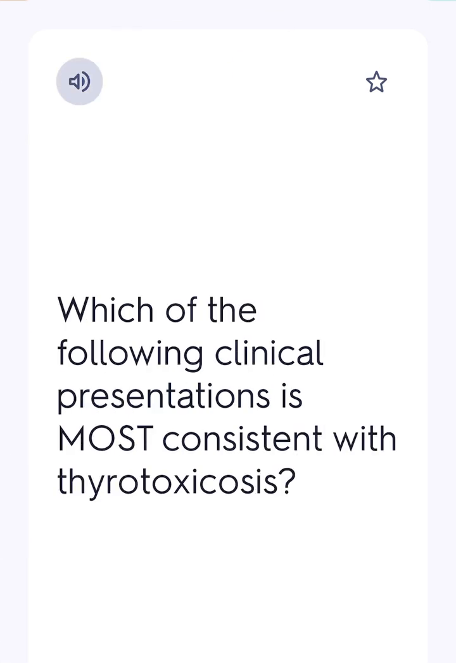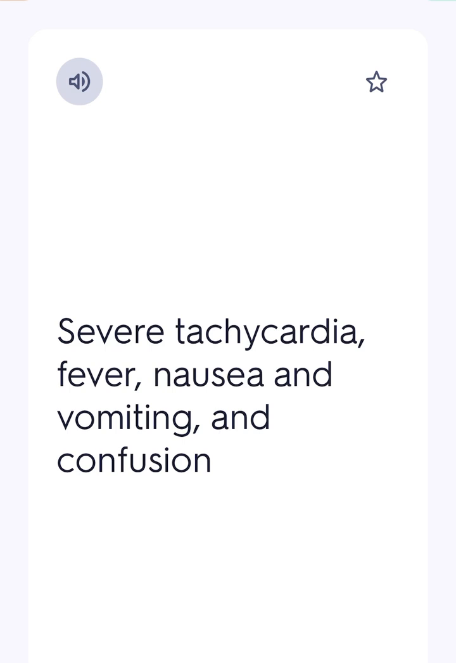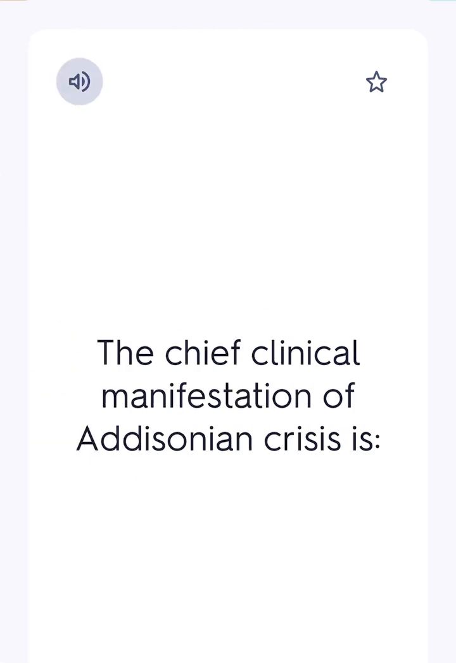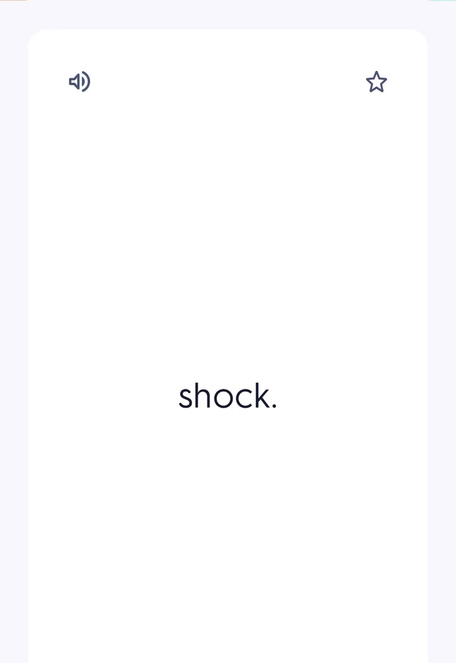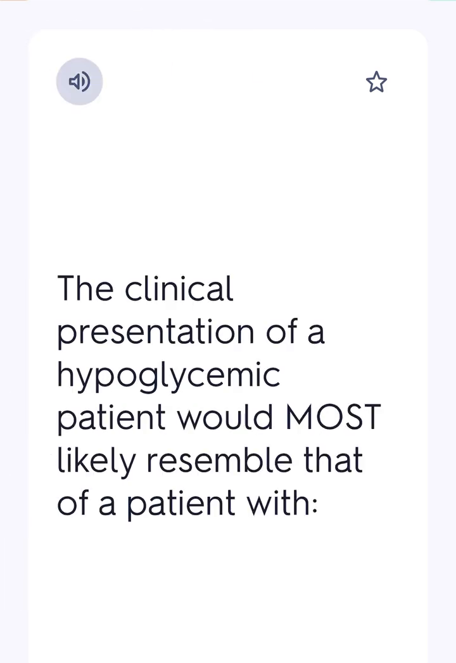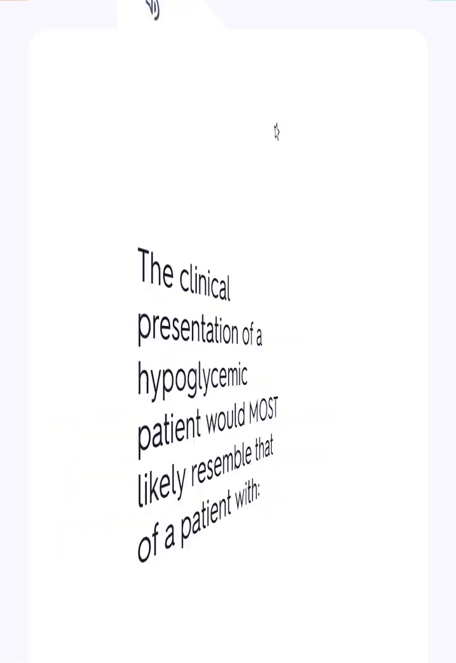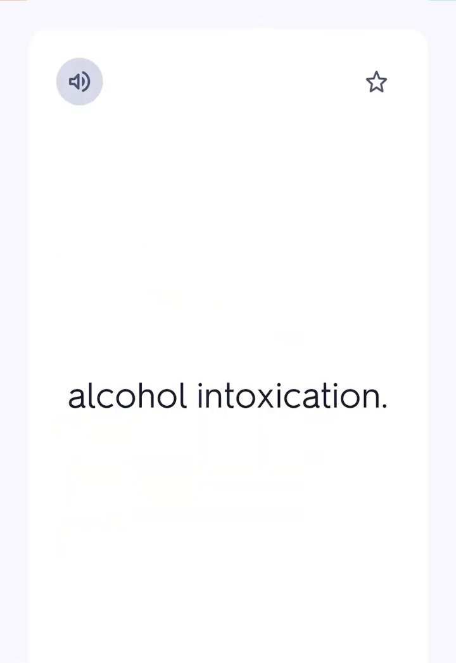Which of the following clinical presentations is most consistent with thyrotoxicosis? Severe tachycardia, fever, nausea, and vomiting, and confusion. The chief clinical manifestation of Addisonian crisis is shock. The clinical presentation of a hypoglycemic patient would most likely resemble that of a patient with alcohol intoxication.